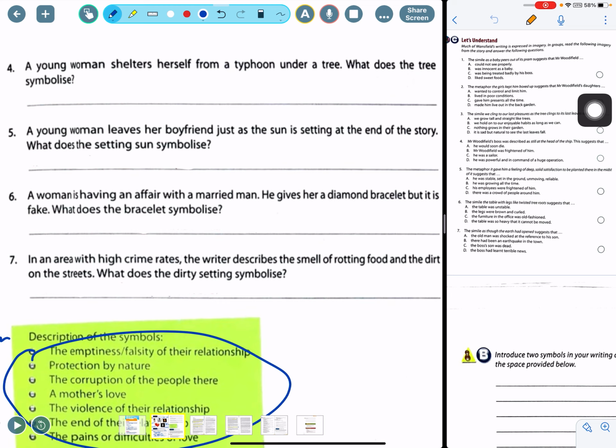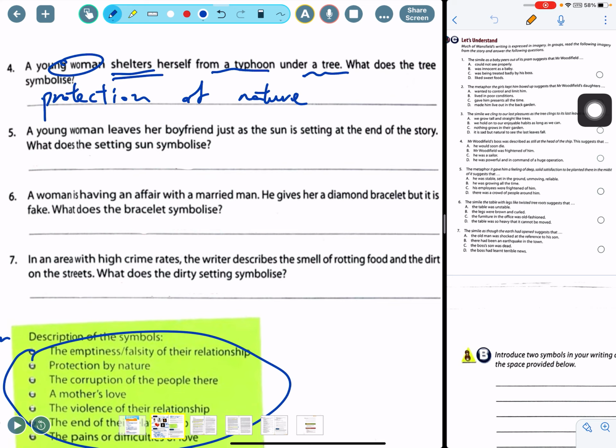A young woman shelters from a typhoon under a tree. So there's heavy rain, but you try to hide yourself under the tree, right? Why? Because nature can protect you. So it's the protection of nature. Basically, nature is there for you, and it will protect you. So don't be afraid, because Mother Nature is there, something like that.